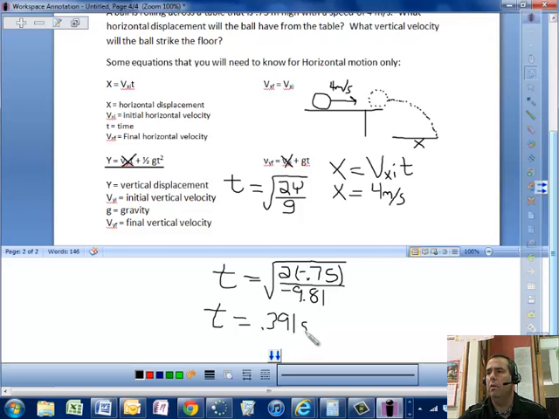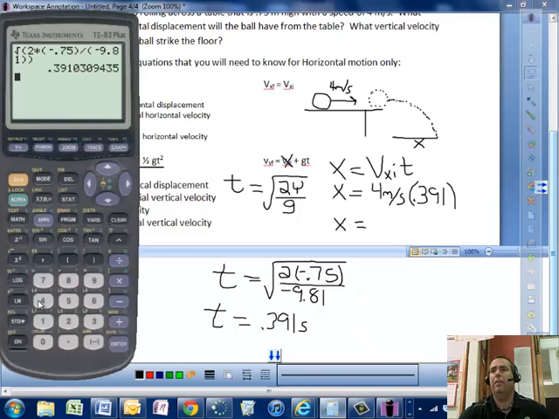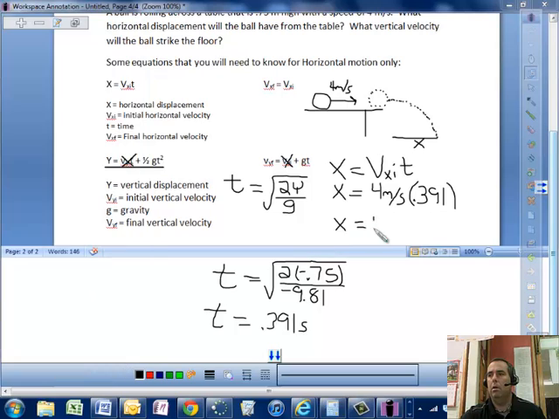This 0.391 seconds I can go ahead and place into my equation, and I can solve for my horizontal displacement. So 4 multiplied by 0.391, there we go. I'm going to find out that it's going to land about 1.564 meters away from the table. So what we're saying is this right here. This is going to be 1.564 meters away from that table.